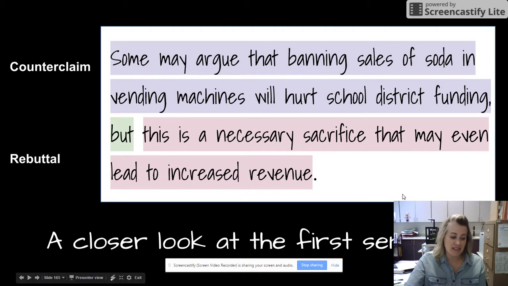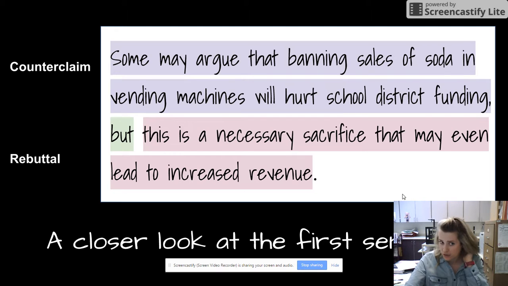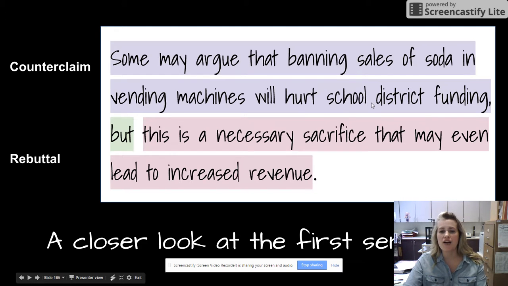So the very first sentence of this counterclaim paragraph, this is the last body paragraph before the conclusion, says, "Some may argue that banning sales of soda in vending machines will hurt school district funding, but this is a necessary sacrifice that may even lead to increased revenue." So the counterclaim is right here in purple.